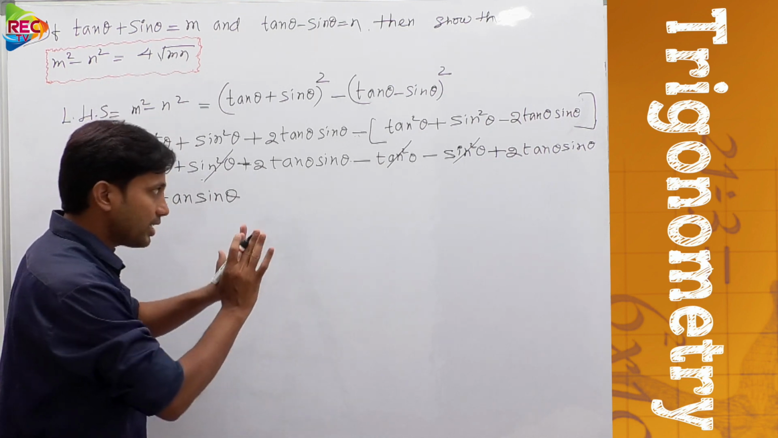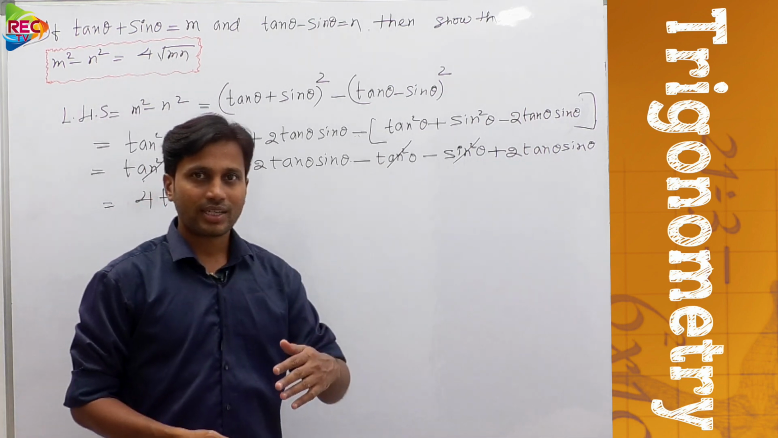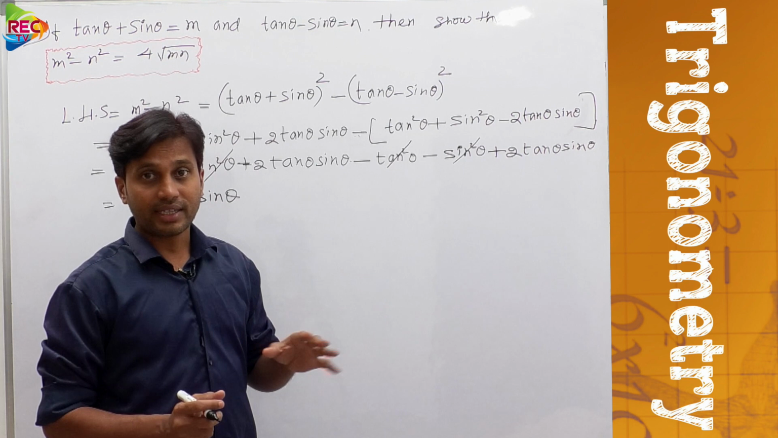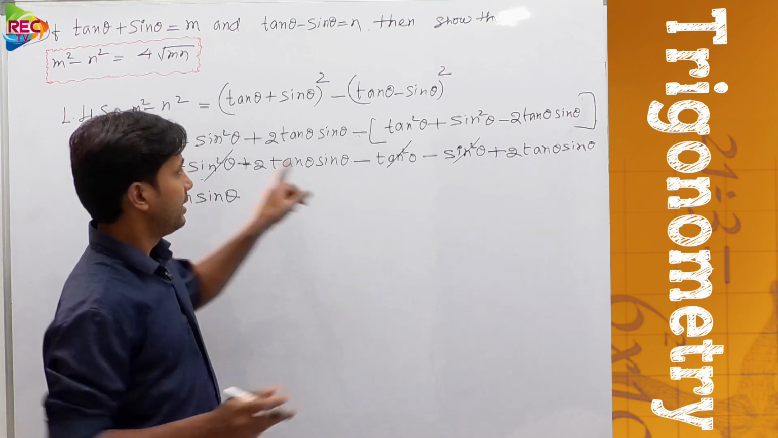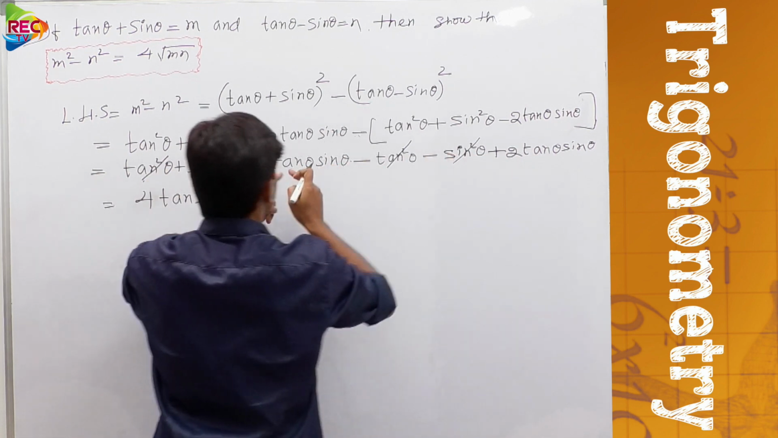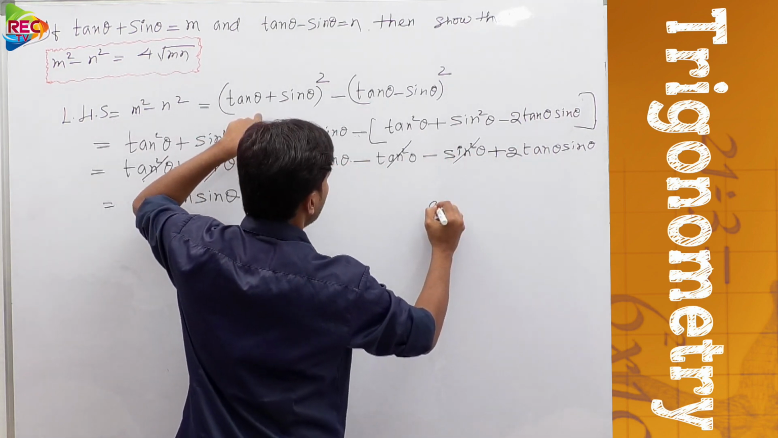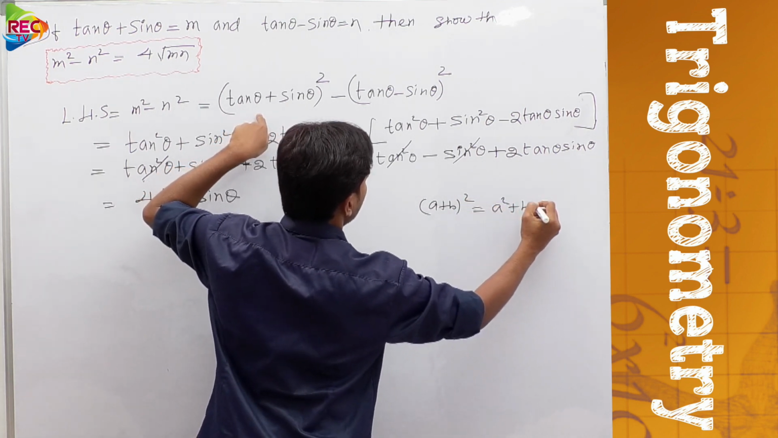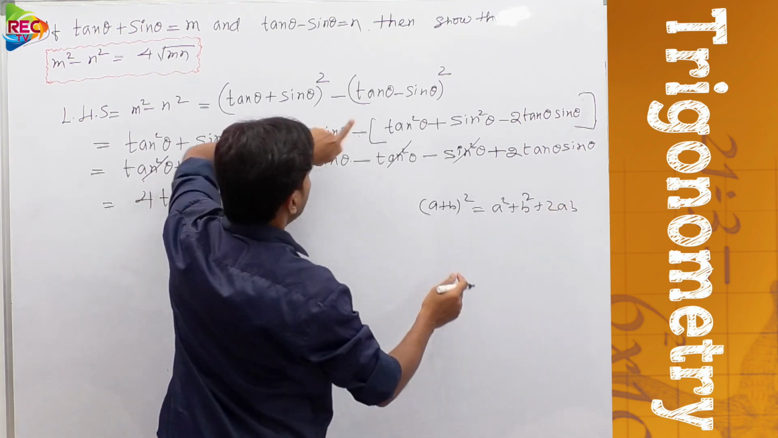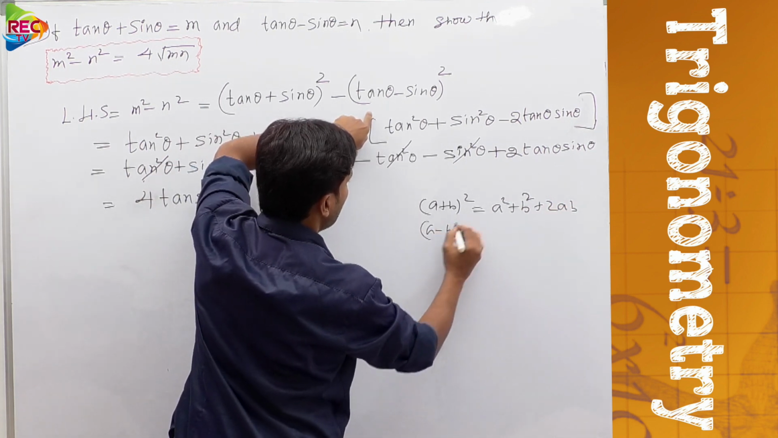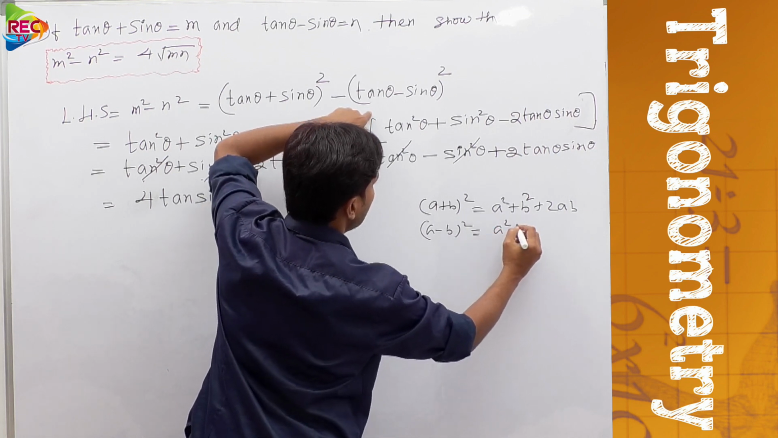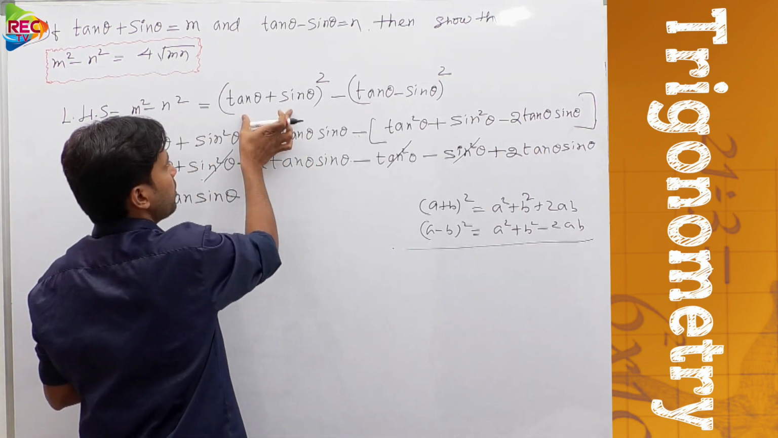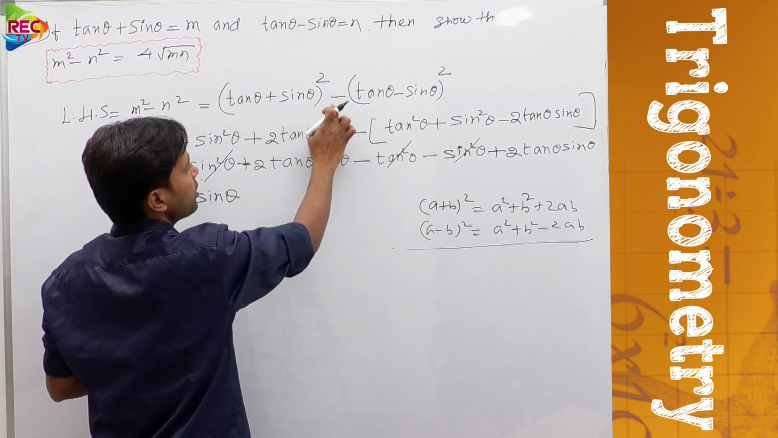Till then, I will just stop here. Actually, considering the beginners, I expanded this entire expression. Otherwise, we can consider one special product of algebra to skip this step. This is in the form of a plus b whole square, which is equal to a square plus b square plus 2ab. Now this is in the form of a minus b whole square, which is a square plus b square minus 2ab. Now we need to subtract a minus b whole square from a plus b whole square because the minus symbol is there.